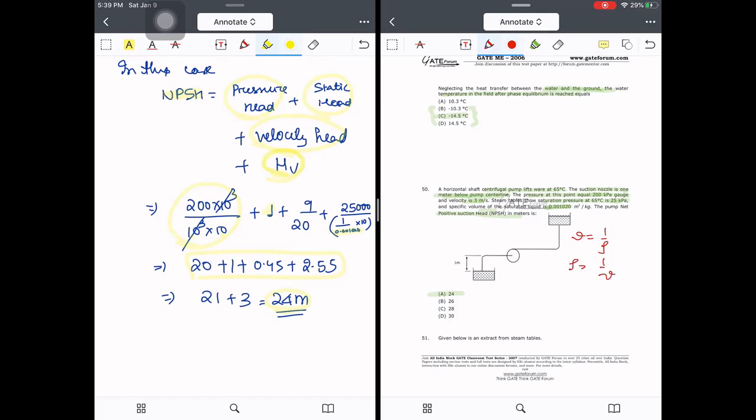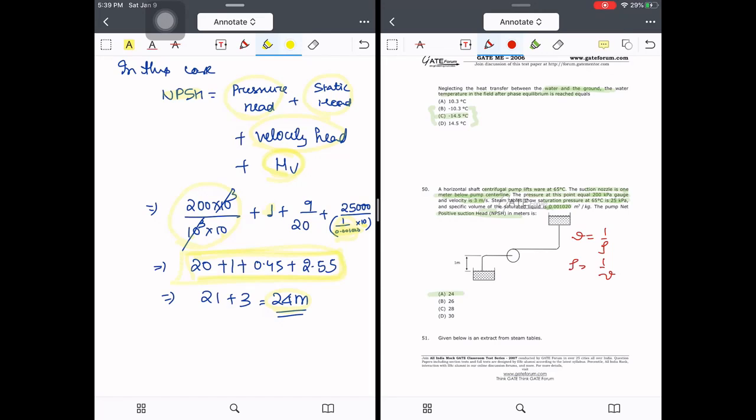Okay. So you might be thinking why they have mentioned here 1 by something. We know that this specific volume is equal to 1 by density, that means density is equal to 1 by specific volume. So therefore this represents density into this gravity, that is 10. From here you get all this.